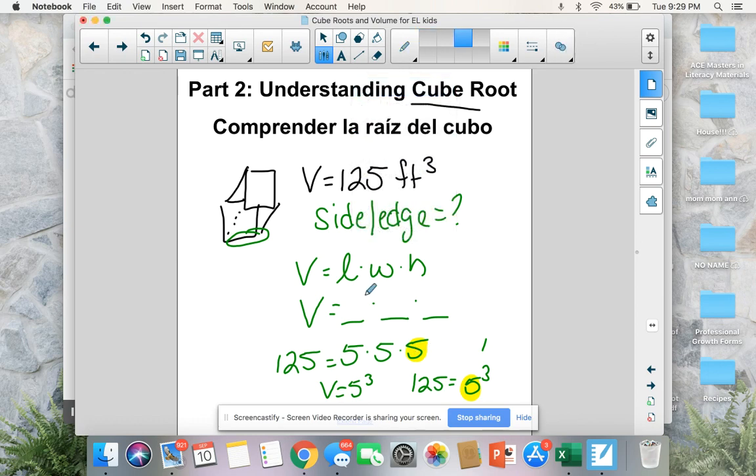If it is asking me what is the cube root, I would say that the cube root here is 5, because that equals the side or the edge, however you want to define that. That equals the measurement there, which is the same as the measurement there, which is the same as the measurement there, because it's a cube and all the sides are equilateral or equal.